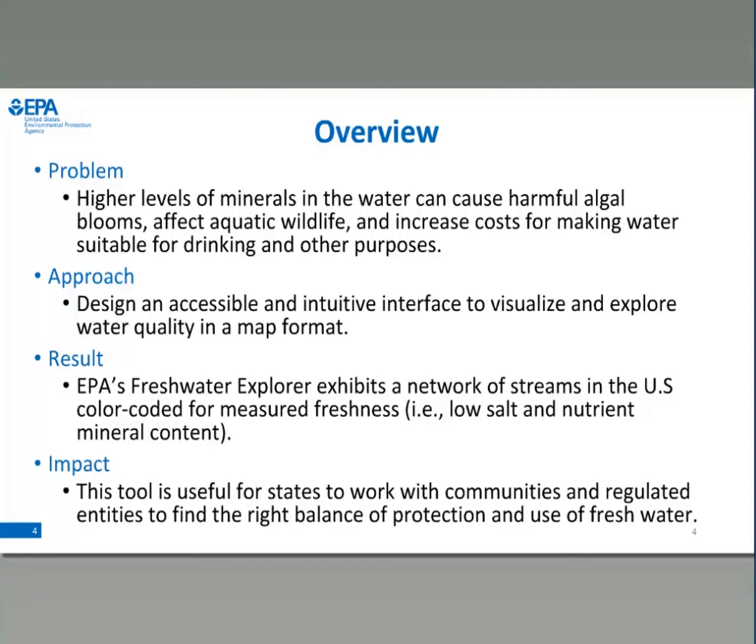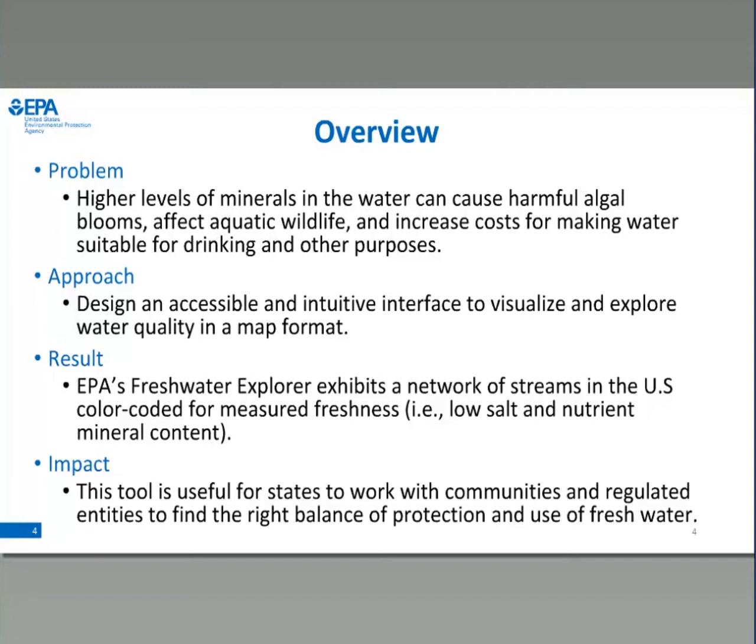So our approach was to design an accessible and intuitive interface to visualize and explore water quality in a map format. The important component of this is that it is spatially explicit. The actual result that we have to share today is a network of streams in the U.S., color-coded for the measured freshness. What we mean by freshness is a low salt and nutrient mineral content. And then it's possible to explore that background network of streams, color-coded on a predicted model of what that freshness is, compared to what is actually measured in locations.